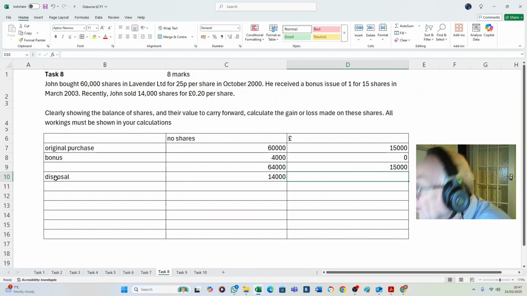So as far as the pool's concerned, what are they actually asking? Make sure you've got the numbers clear that they want. The balance of shares and the value to be carried forward. Calculate the loss on the shares in the disposal. All workings must be shown in your calculations. Okay, so the disposal then.